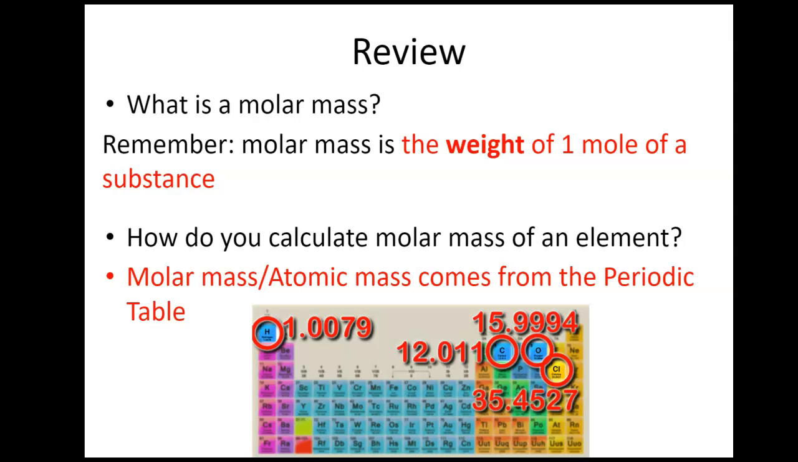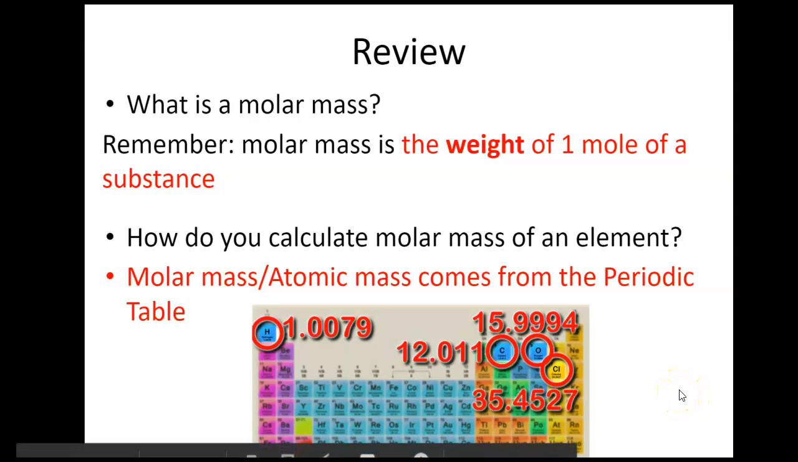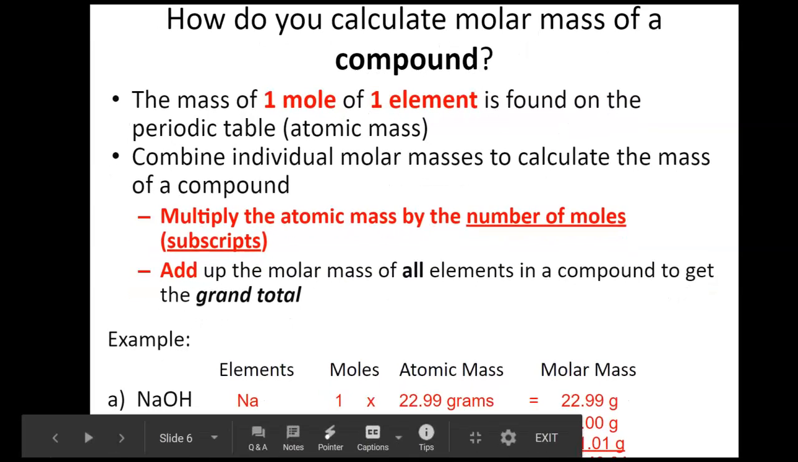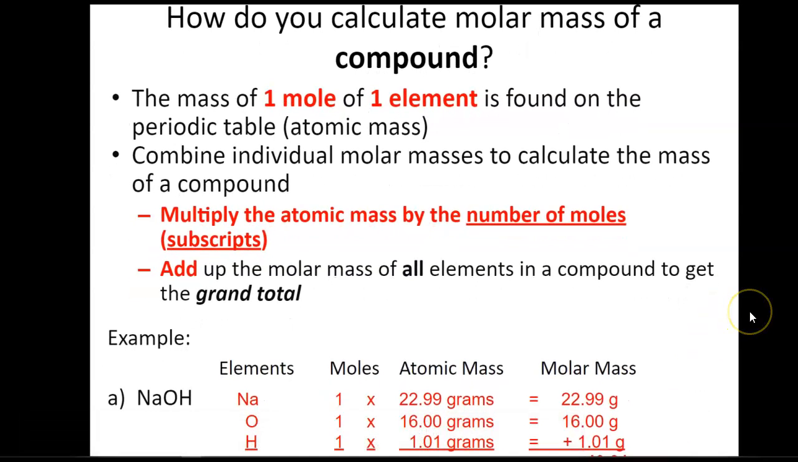But the molar mass of compounds are now going to be calculated a little bit differently. So you will have now how to calculate the molar mass of a compound. And I'm going to move this down so we can see it. All right, so how to do that? You need to remember the mass of 1 mole of any element is found on the periodic table, and we have got to be able to calculate that by adding up all of the parts and remembering to multiply those atomic masses by the subscripts.